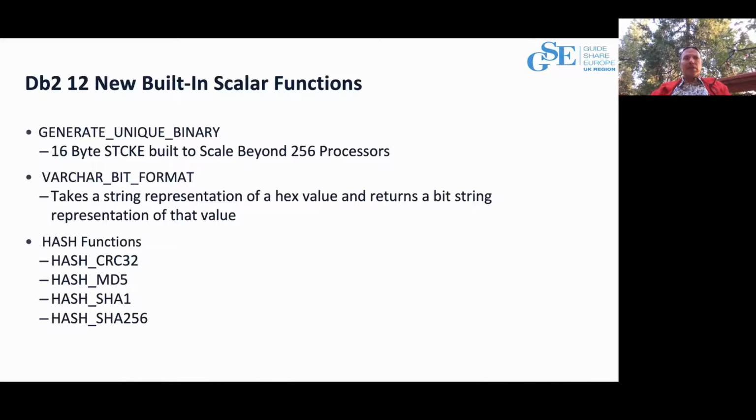And that instruction returns a 16-byte value, which includes a store clock value, a time value, and it includes a CPU ID and a data sharing member number. So because of that, it's guaranteed unique across a sysplex. So you can generate these things and it doesn't stall the processor. It's going to give you a guaranteed unique value.